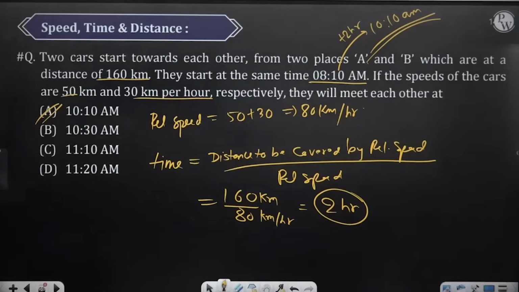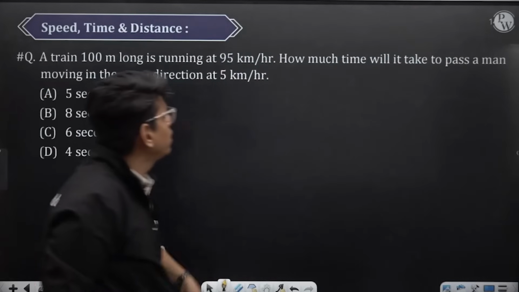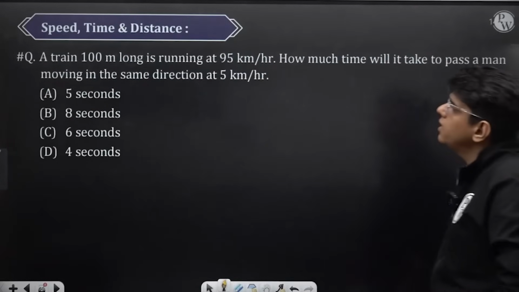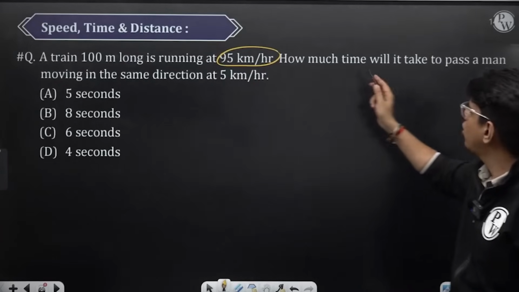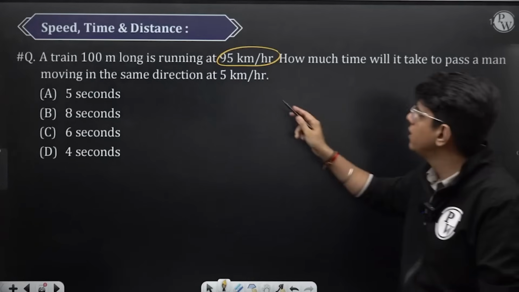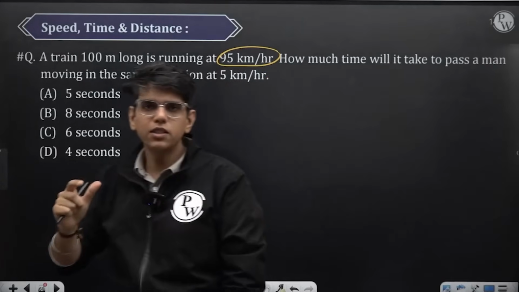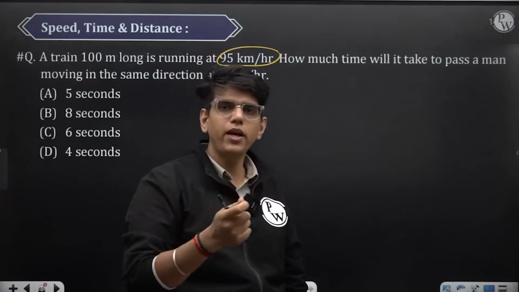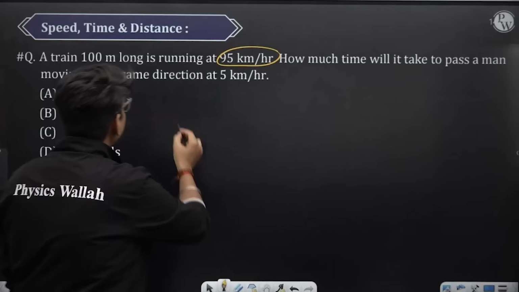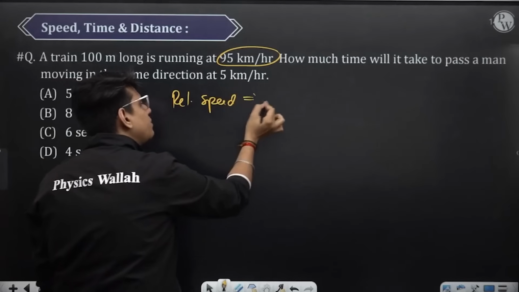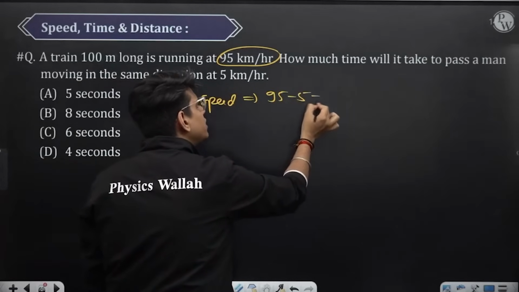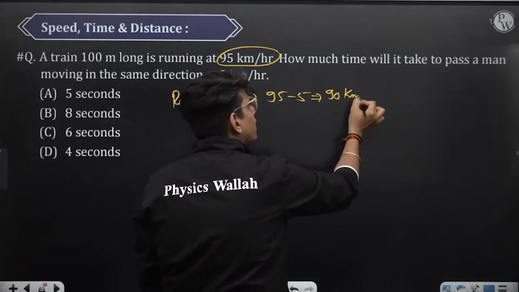Right? Next. Same thing, a relative speed dependent question. A train 100 meters long is running at 95 kilometers per hour. How much time will it take to pass a man? Now a man has no dimension, right? We can consider it as a point, but a moving point. So here the relative speed will be, since both are going in the same direction, 95 minus 5, which is 90 kilometers per hour.